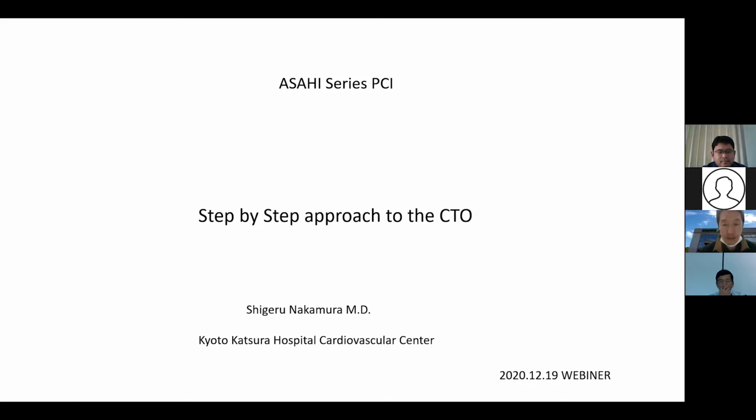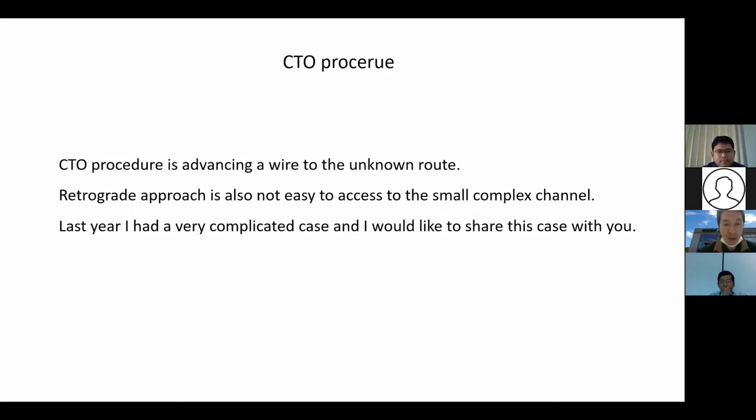So the step-by-step approach to the CTO. CTO procedure is advancing the wire to an unknown route, and the retrograde approach is also not easy, accessing a small complex channel. Last year, I had a very complicated case, and I would like to share this case with you.